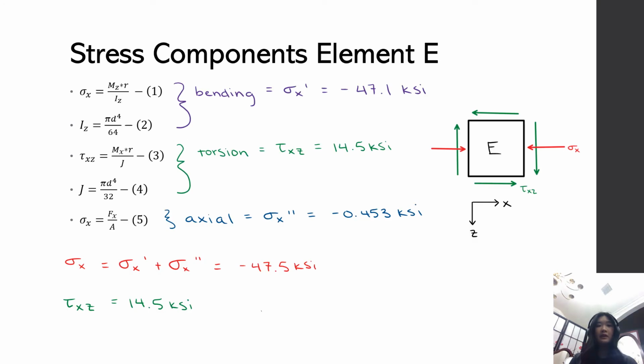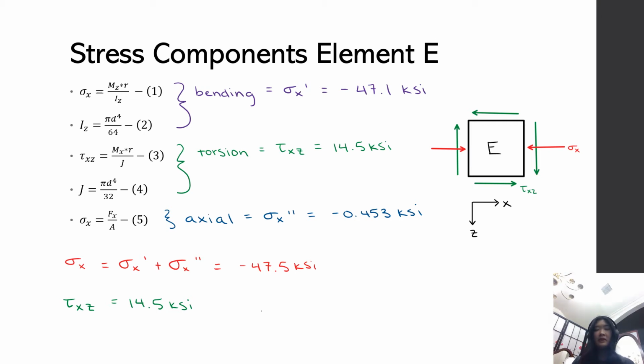Now it's time to calculate the stress components acting at element E. The first stress component that we calculated was the bending force, and we calculated the bending force using equations 1 and 2. The bending force was found to be equal to negative 47.1 ksi. Next, we calculated the torsional force using equations 3 and 4. The torsional force was found to be equal to 14.5 ksi. Lastly, we calculated the axial force using equation 5, which was found to be negative 0.453 ksi.